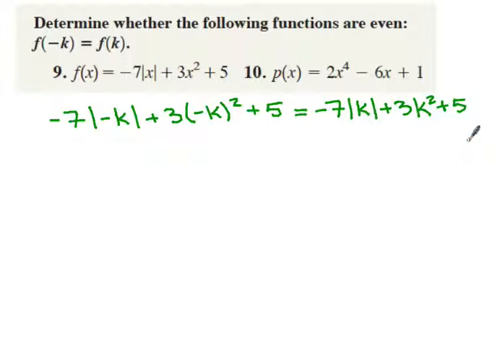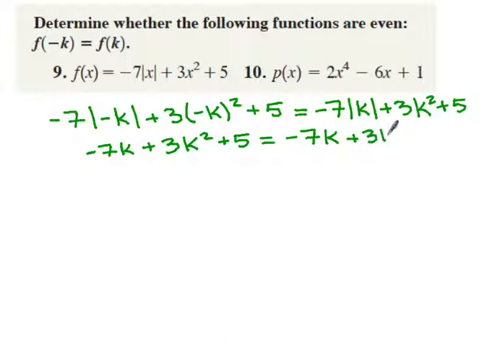Negative 7 times the absolute value of k is negative 7 times k, plus 3 times negative 1 squared is positive 1. So this is plus 3k squared, plus 5 equals negative 7 times the absolute value of positive k, which is still positive k, plus 3k squared, plus 5. Are those the same equations? Yes. So when these match up, this is an even function. If they don't match up, then it's an odd function.